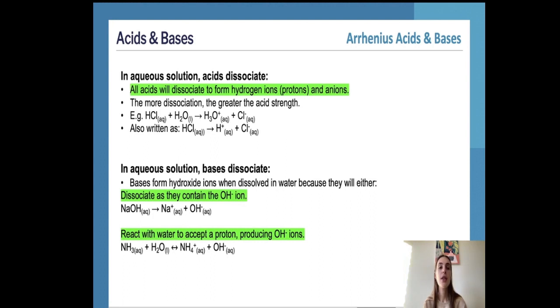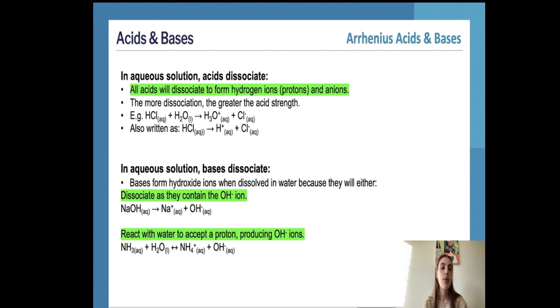So acids are going to dissociate to form hydrogen ions, which we can otherwise call protons, and anions. And so the more dissociation, the greater the strength of the acid will be.